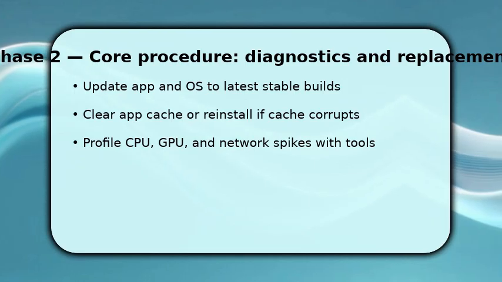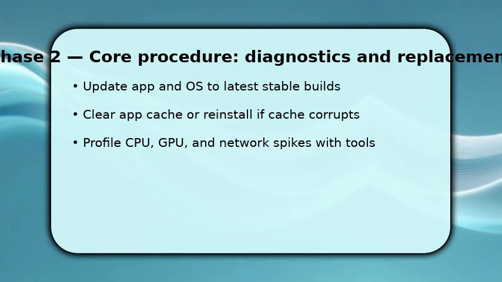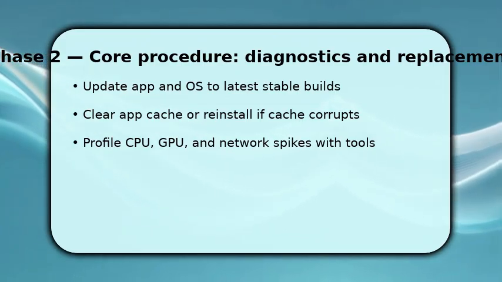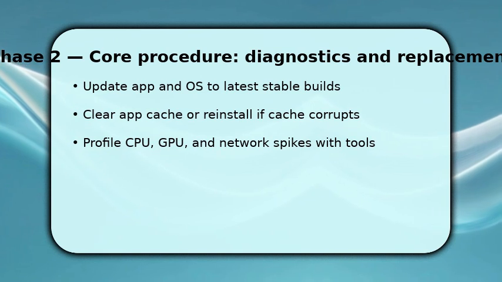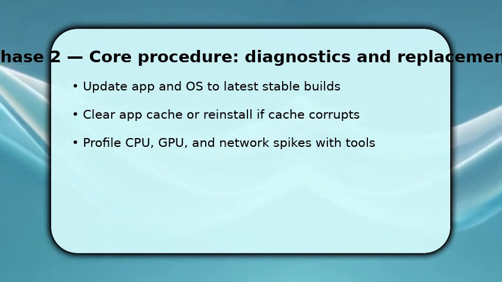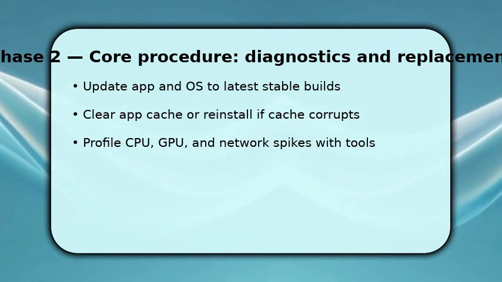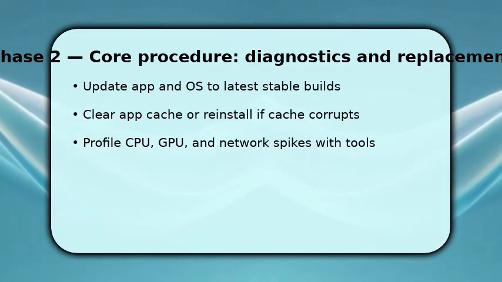Monitor CPU and GPU peaks, thread contention, and network latency with a profiler or built-in diagnostics, because unexpected spikes reveal root causes. Make sure to throttle background sync and defer non-critical jobs. This reduces contention and steadies frame times.